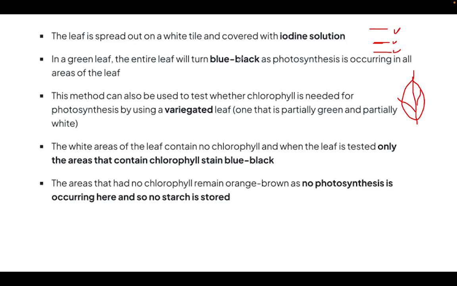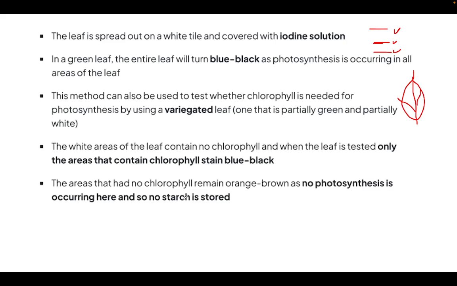Now, we are done with the first part. This part can also be tested, whether chlorophyll is needed, by using a variegated leaf, one that is partially green and partially white. It means the white area of the leaf contains no chlorophyll. So when the leaf is tested, only the area with chlorophyll turns blue-black because it is where we have starch. The area that had no chlorophyll remained orange-brown, which is the color of iodine. So no photosynthesis occurred here, and there is no starch stored.